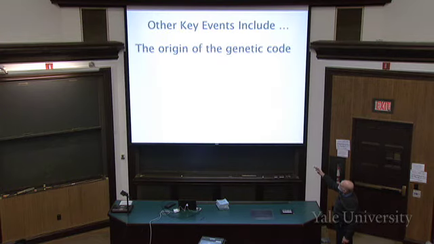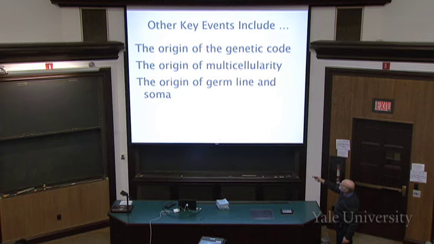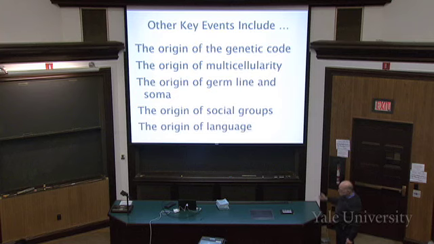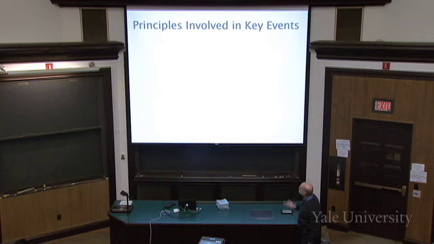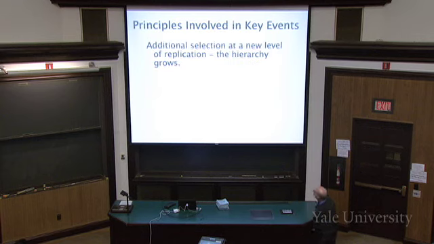So there are some other key events: origin of the genetic code, origin of multicellularity, origin of germline and soma, origin of social groups, origin of language. It's a big topic, and in each one of these steps there are several very important things going on, and there are certain similarities of the process in each one of those steps. So I'd like to summarize those with a few principles that are involved.